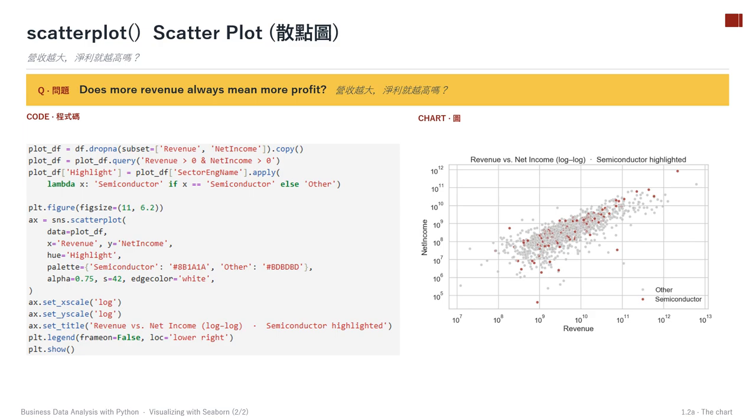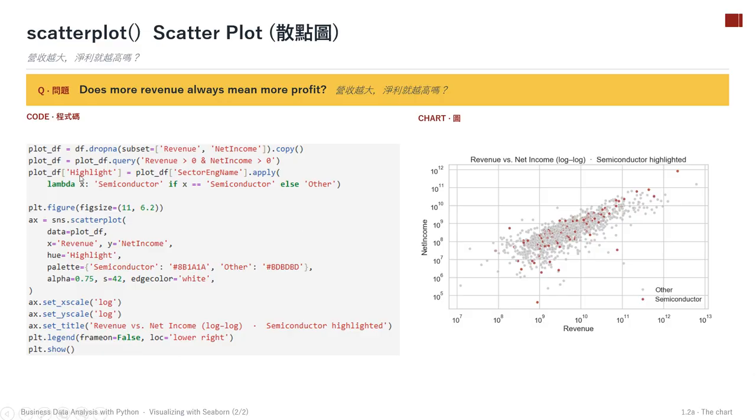So we want to compare the semiconductor and the other industry. What's their difference? Okay, so in here, the first thing is I'm setting up plot_df as df.dropna, and in the subset I only focus on the revenue and the net income, and we want to check their revenue and net income. The two things need to be more than zero, so we need to make sure they are positive numbers.